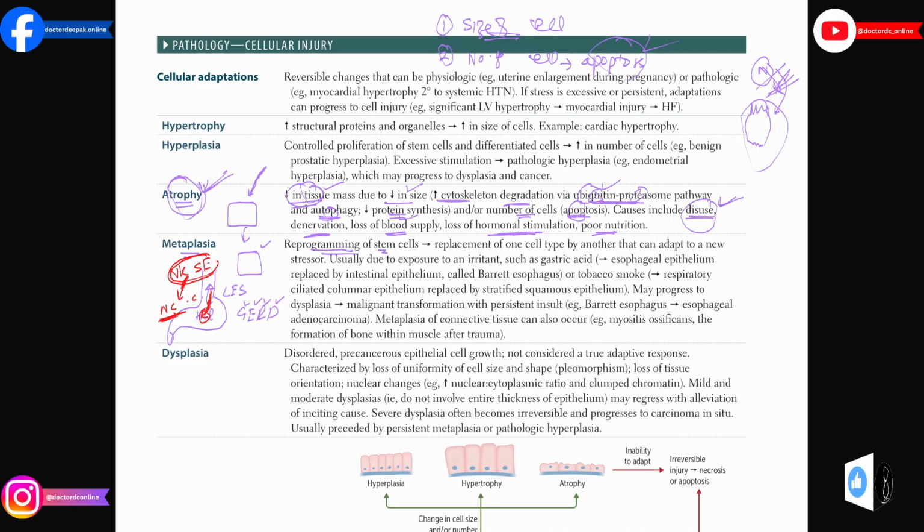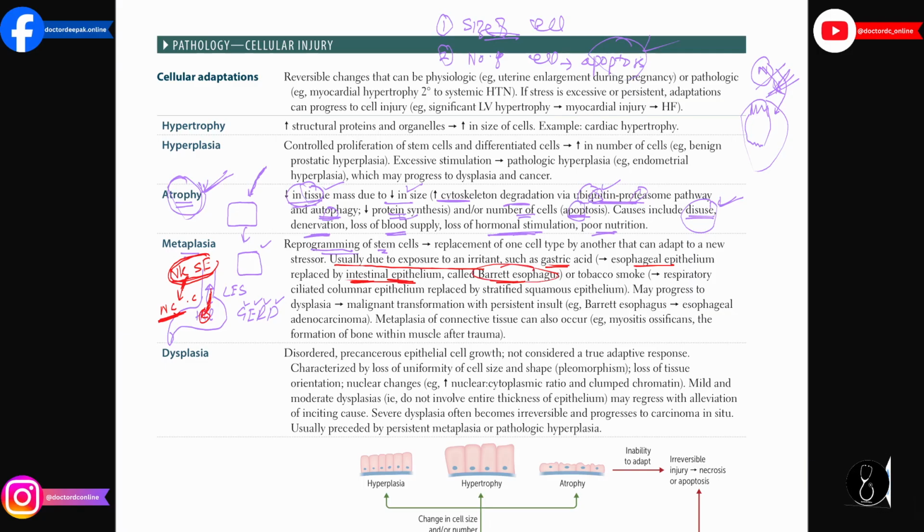Here they also mention that usually it is due to exposure to an irritant such as gastric acid, where esophageal epithelium is replaced by intestinal epithelium, which is called Barrett esophagus. What is the meaning of esophageal epithelium replaced by intestinal epithelium? It means normally the esophageal epithelium is non-keratinized stratified squamous, but it is going to be replaced with non-ciliated columnar epithelium. This change of epithelium is called metaplasia, and this type of metaplasia which occurs in the esophagus is called Barrett esophagus. You have to keep this in mind.